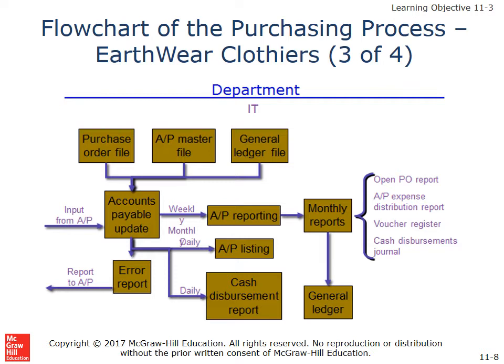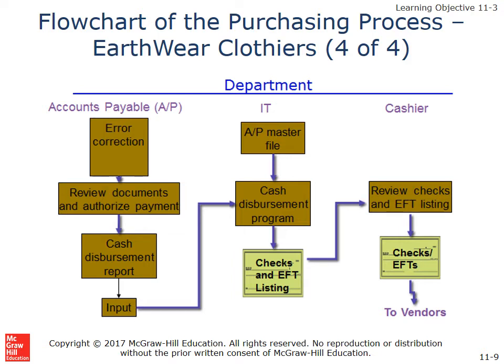So we do this, especially on our first run through on an audit. We really need to understand what is happening with the purchasing process. And this is the example given for Earthware Clothiers. The rest of this process is showing us how ultimately the items are paid for.